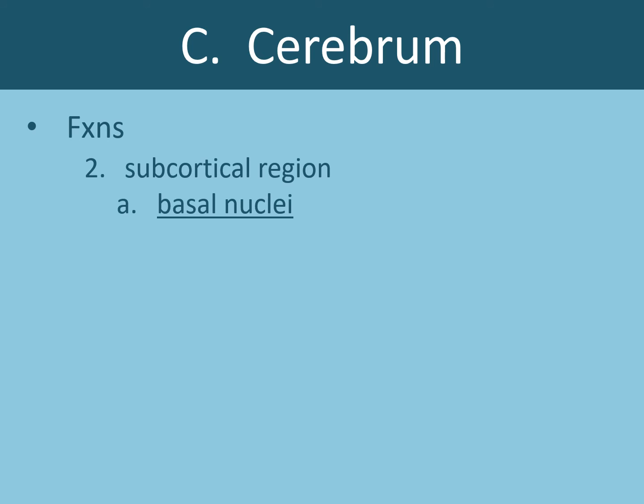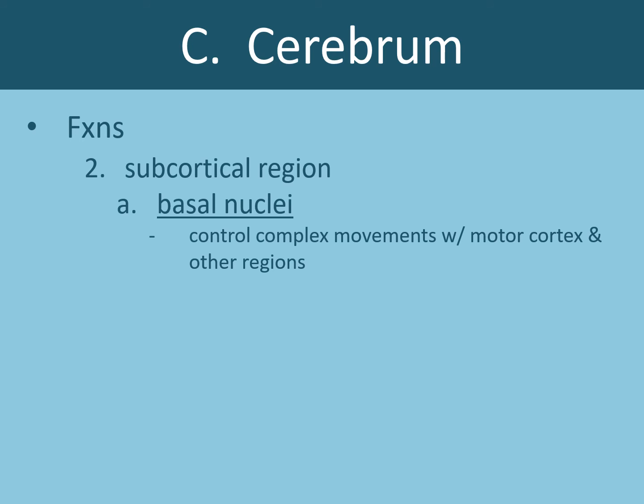The last major area of the cerebrum is the subcortical region. Again, this is the area below the cortex. There are three areas of the subcortical region that I'd like you to know. First, we have the basal nuclei. This part of the brain controls complex movements along with the primary motor cortex and other regions of the brain, such as the cerebellum.